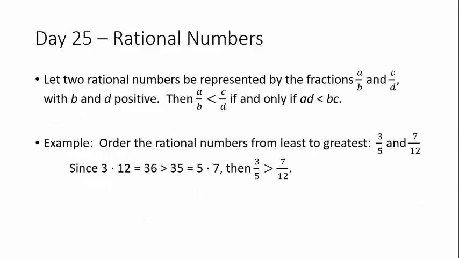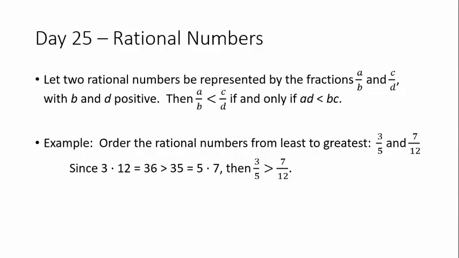Let's look at this property here. Let two rational numbers be represented by the fractions a over b and c over d, with b and d positive. So we're saying that our denominators must be positive here. Then a over b is less than c over d if and only if a times d is less than b times c.